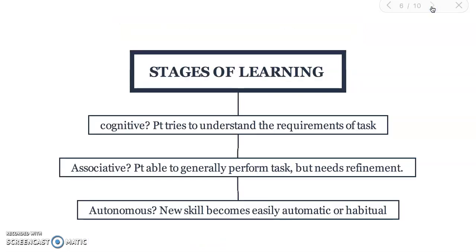So for stages of learning, is it cognitive, whereas the patient tries to understand what is required of the task that they're going to perform? Or is it associative, where the patient is able to generally perform the task, but eventually they need to refine what it is that they're learning? Or is it autonomous, where the new skill becomes easily automatic or habitual?